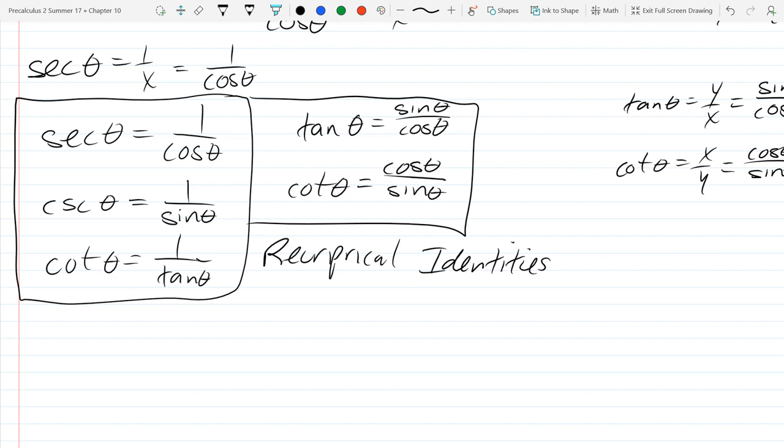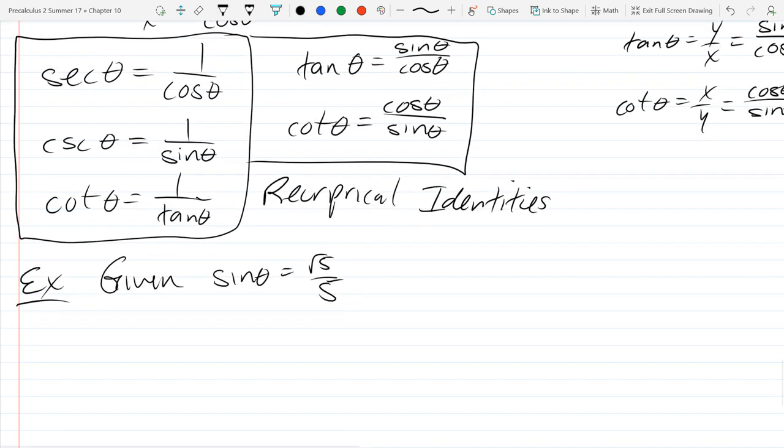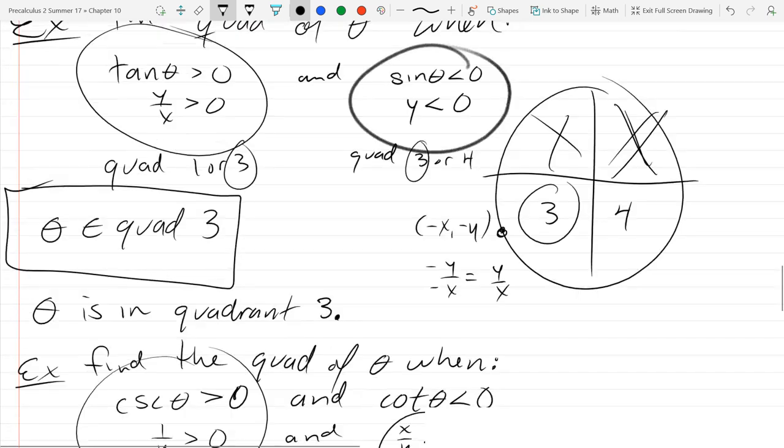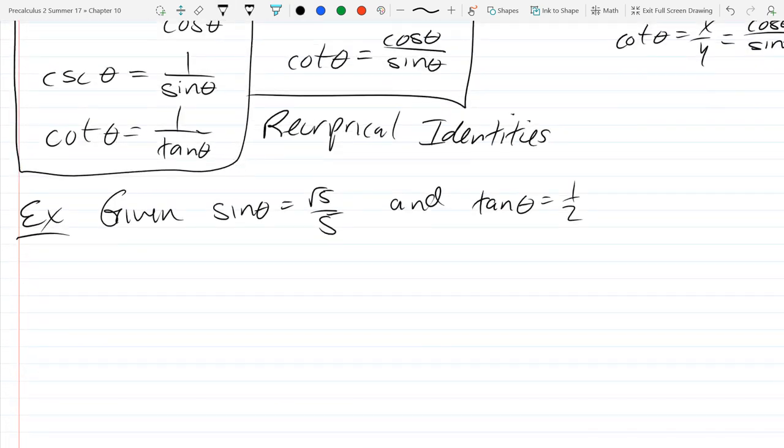So we're going to do an example. It uses these. Given sine theta equals square root 5 over 5, which is not some sides that we've seen before, so this is not going to be an angle that we're familiar with. One half is a value that we've seen, but not for tangent. I think we have to go to the previous page of notes, but if you jump to the previous page of notes, there are some thetas for sine and cosine that give you a half, but none for tangent.